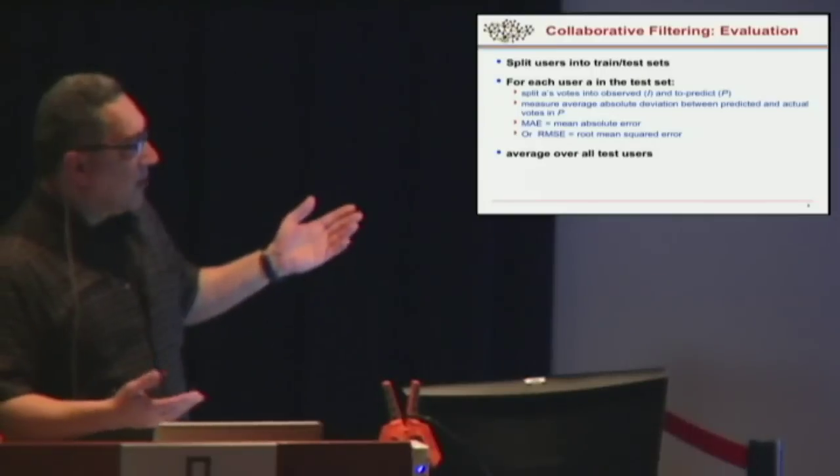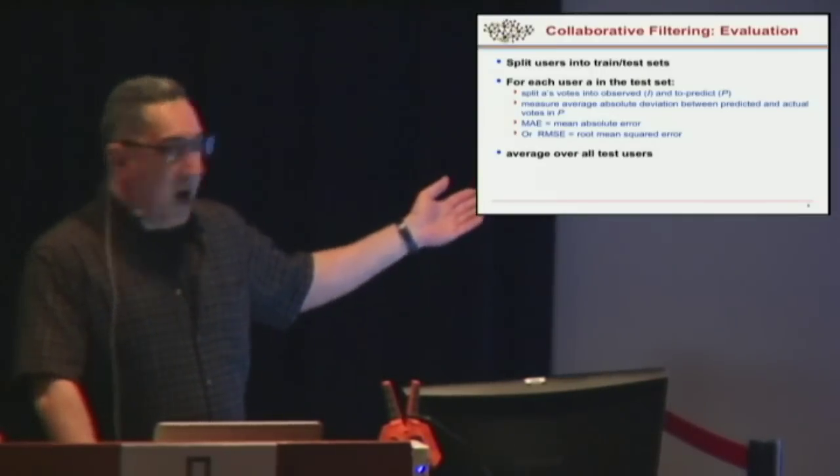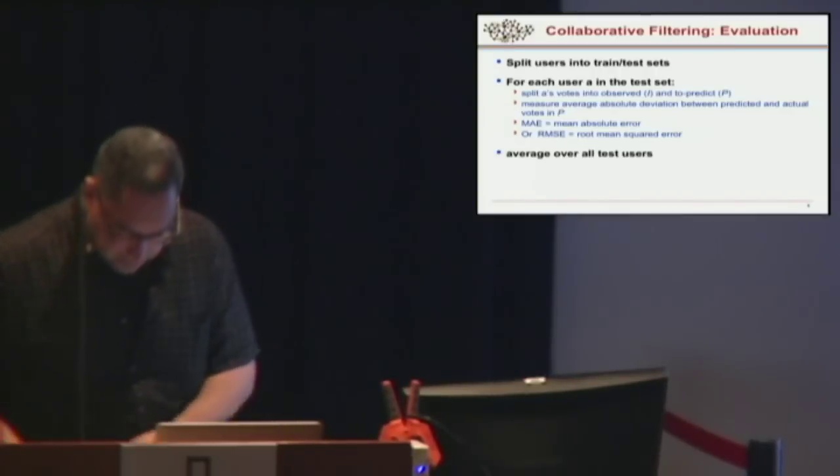And then you can use different kinds of metrics, right? You can use mean absolute error. A more common one is RMSE, root mean squared error, that sort of averages over the errors.